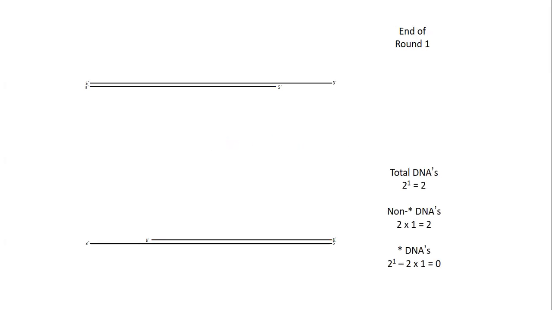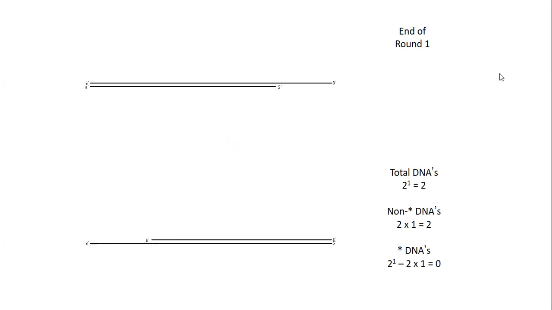So we start with our DNA sequence that we want to amplify. We heat it to 95 to separate our double-stranded DNA into single-stranded DNA. We add our primers at 55. We extend at 72. That's the end of round 1. In total, we've made 2 DNAs.